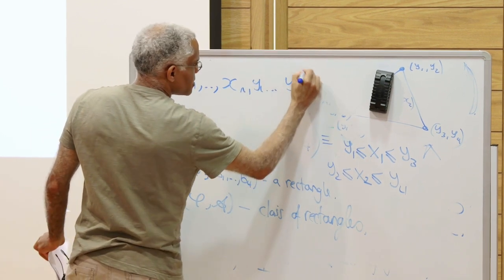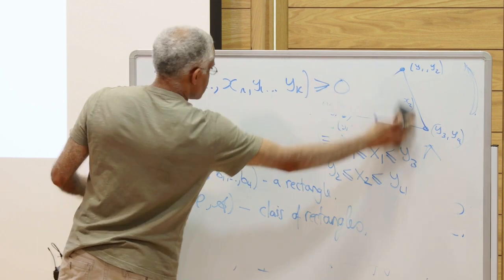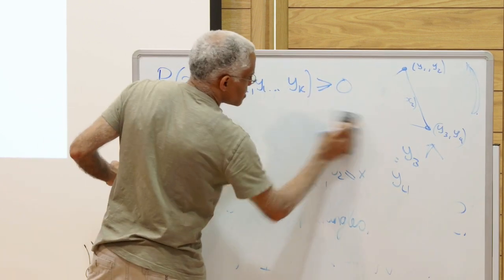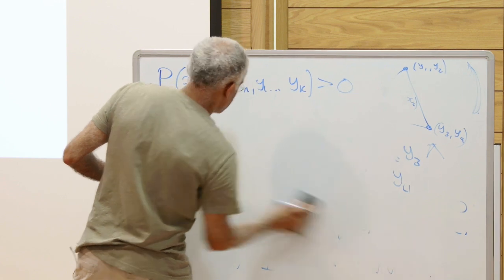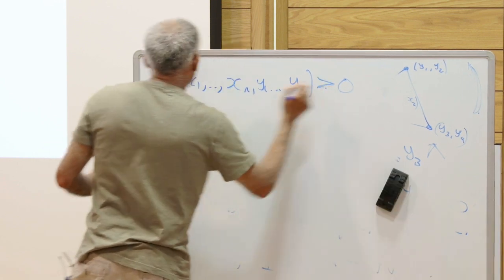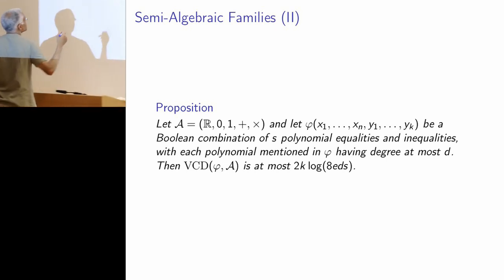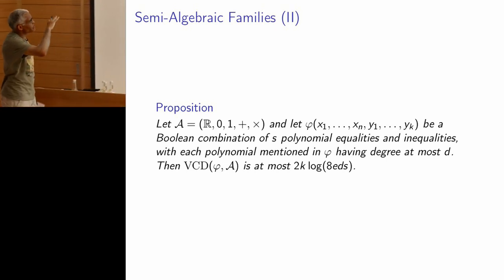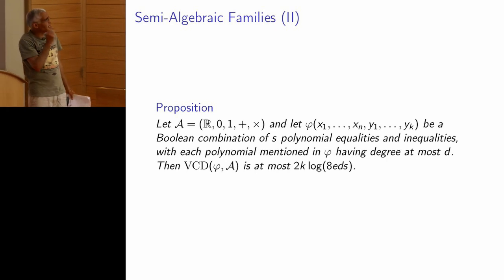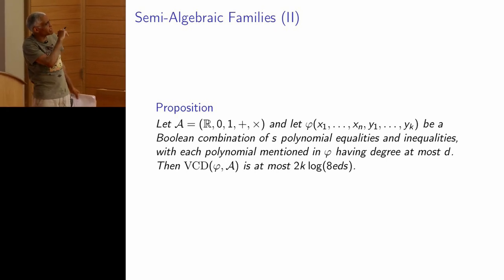Yk. So here's an atomic formula, it's greater than zero. And the other, strictly greater than zero. And let's suppose that these polynomials have degree at most d, then the VC dimension, first of all, the VC dimension of this induced class is finite, and in particular, it is at most this number.